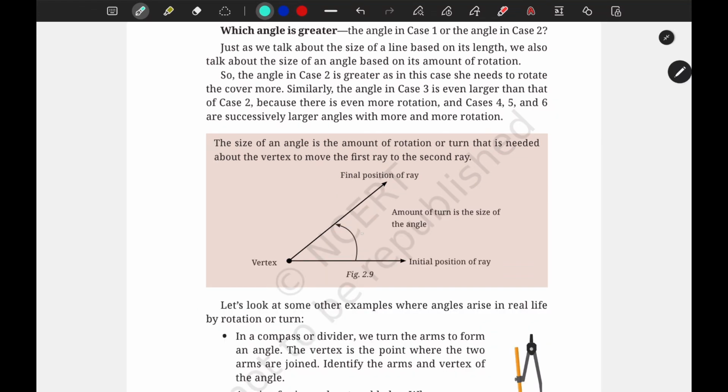The size of the angle is the amount of rotation or turn that is needed about the vertex to move from the first ray. If we take two arms like this and the angle was here, if we want to extend the angle more, we put this arm like this and extend the second arm, so that the rotation of the angle will be increased. The amount of turn in the size of the angle is more. So this is the vertex.